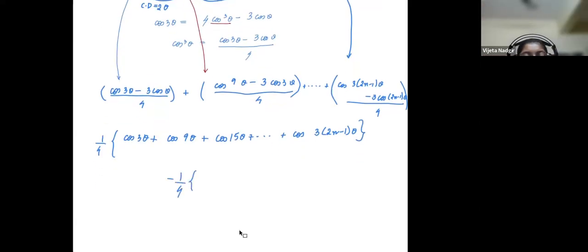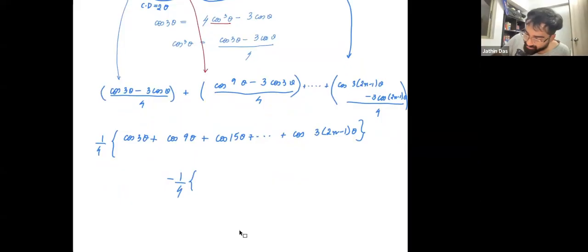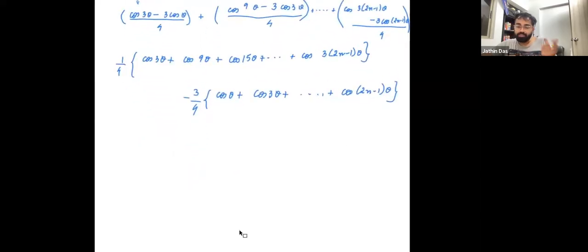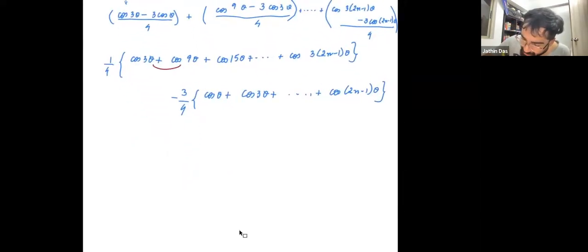Then what is the other series? There will be 3 common everywhere, so I can take that 3 common. Instead of 1 by 4, I can write 3 by 4. Then it will be cos theta plus cos 3 theta, the normal one we were doing, up to cos (2n minus 1) theta. This much is clear? Then it is easy. Here 6 theta is the common difference. Here 2 theta is the common difference.